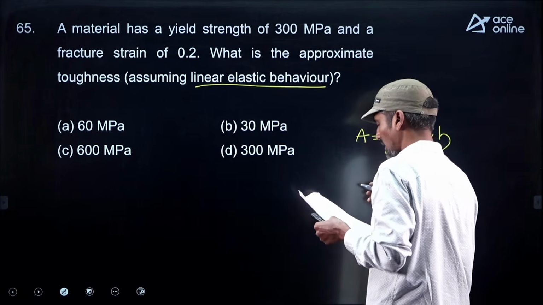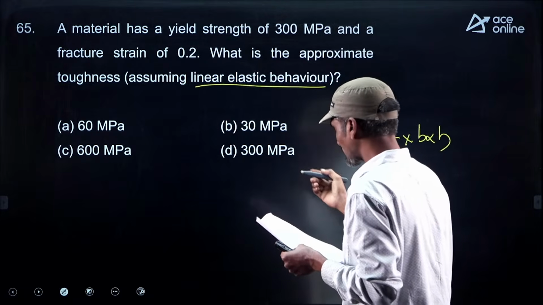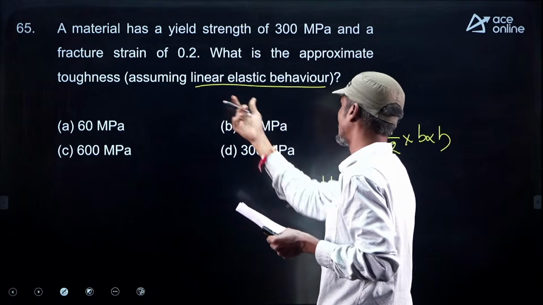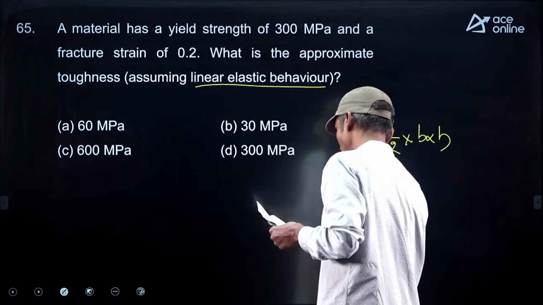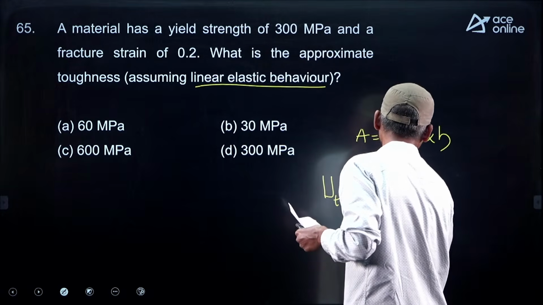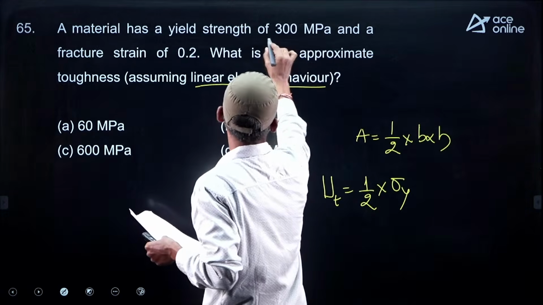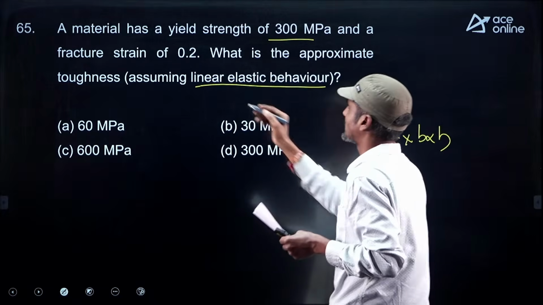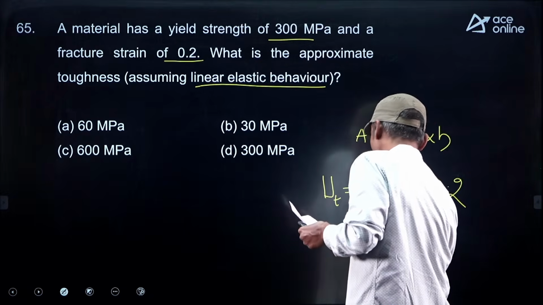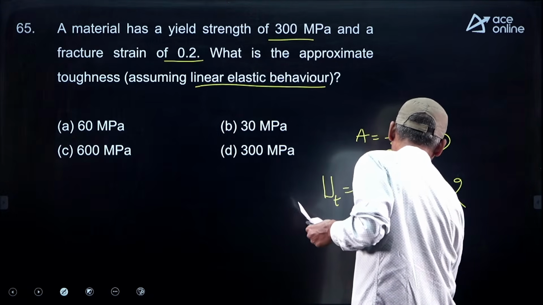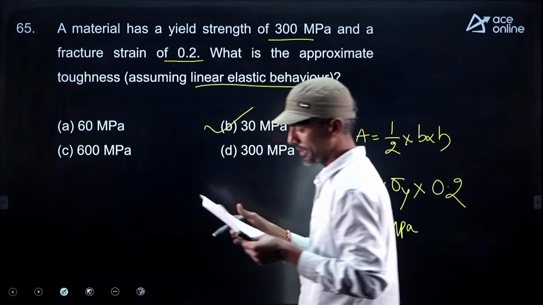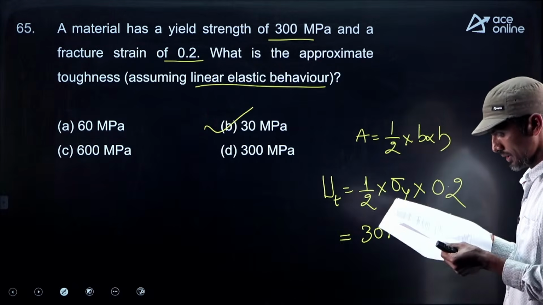Similarly, the ultimate toughness we can find out as half into yield strength, which is given already in the data as 300 MPa, into fracture strain, which is given as 0.2. Through this we can calculate the answer as 30 MPa. So the correct answer is option B.